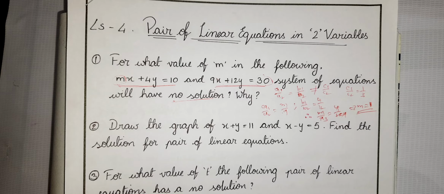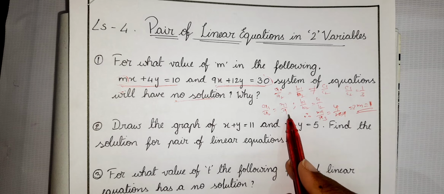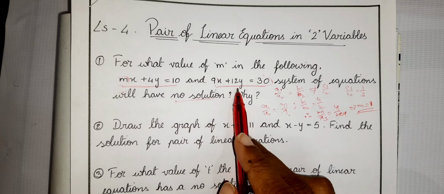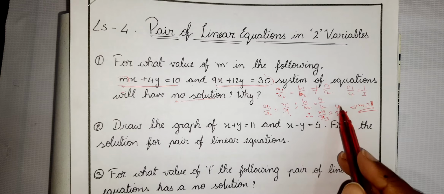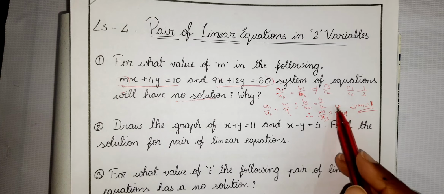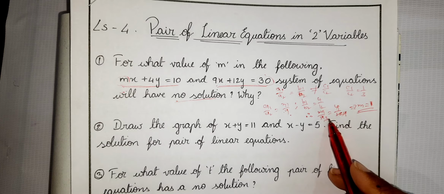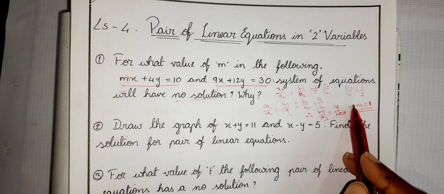But C1 by C2 is 1 by 3. A1 by A2 is m by 9, B1 by B2 is 4 by 12. So 4 by 12 is m by 9. 3 3s are 9, 3 4s are 12, the 4s get cancelled, m is equal to 3. So 1 by 3, 1 by 3 and 1 by 3 we are getting.